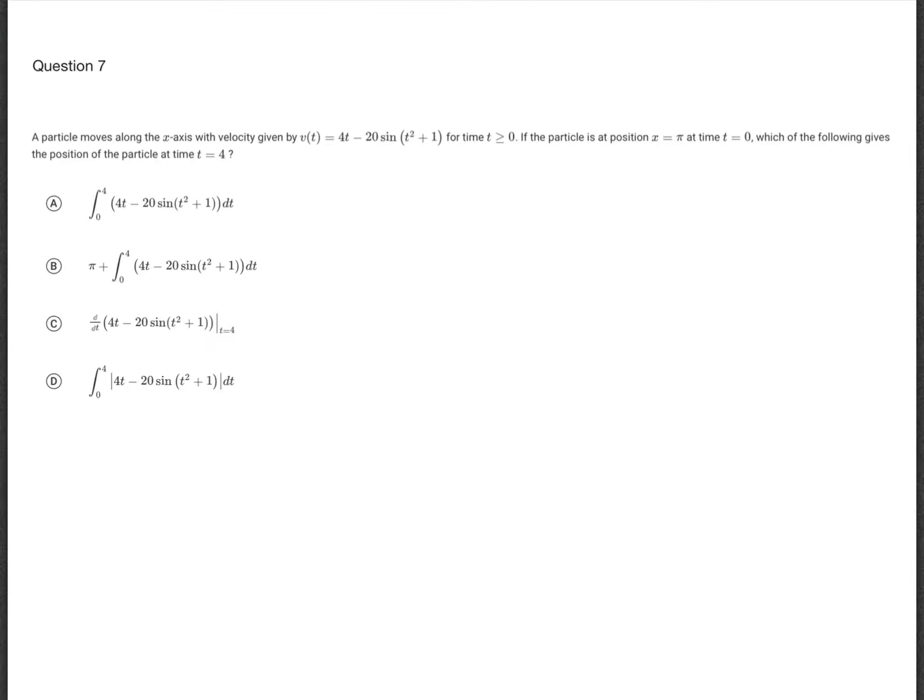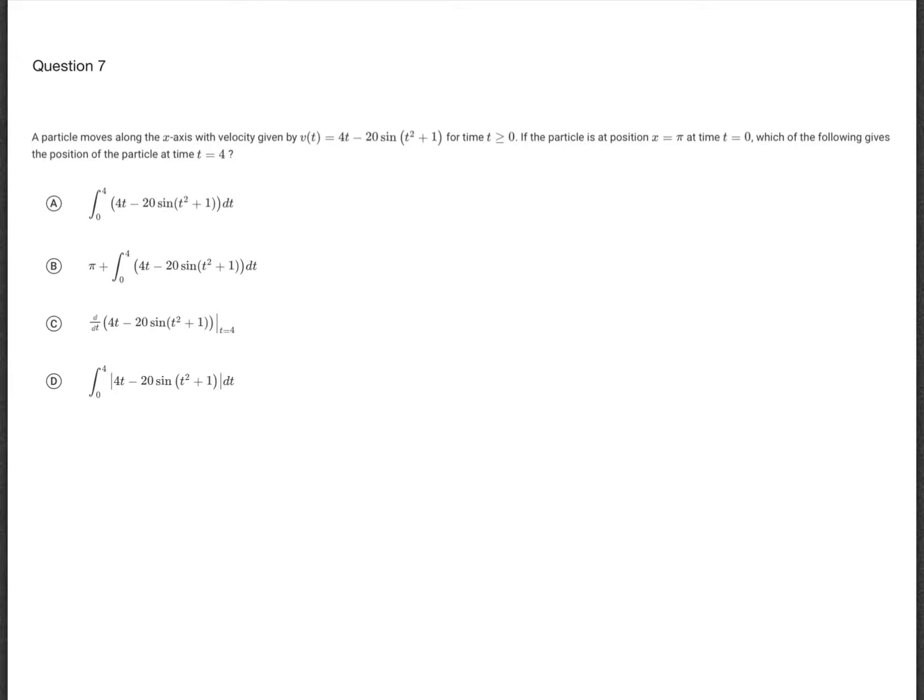Okay, next they say a particle moves along the x-axis with velocity given by that function for time t greater than or equal to 0. If the particle is at position x equals pi at time t equals 0, which of the following gives the position of the particle at the time t equals 4?